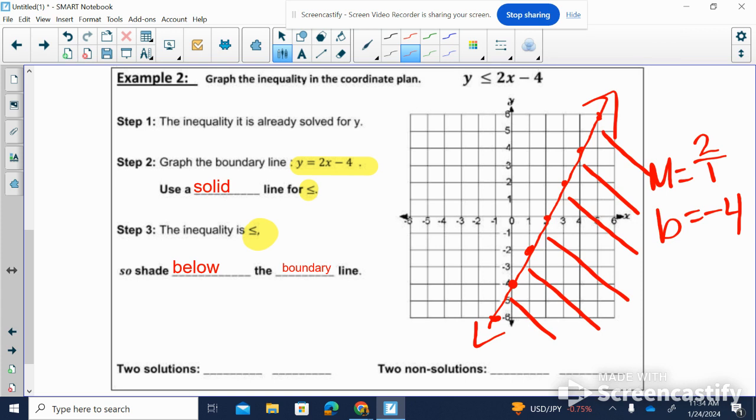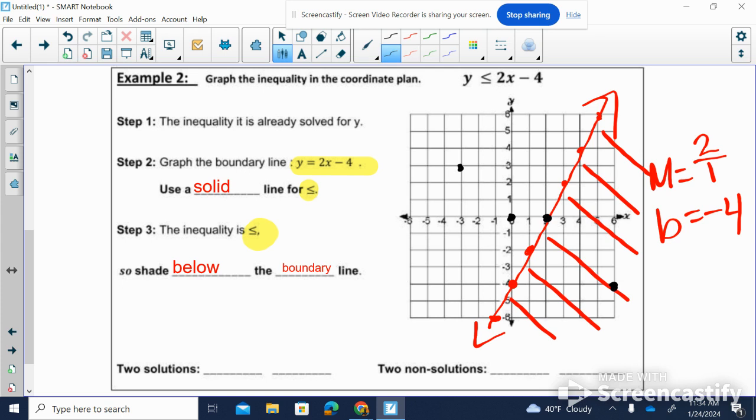y is less than or equal to 2x minus 4. I'm going to choose a few dots, or a few points. So I'm going to choose a point here, here, here, and let's choose one right over here. Now, some of these are in the solution and some of these are not a solution.